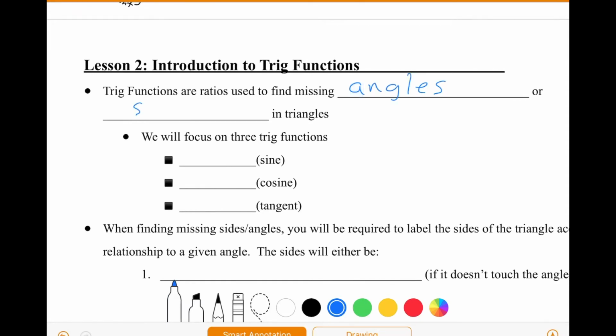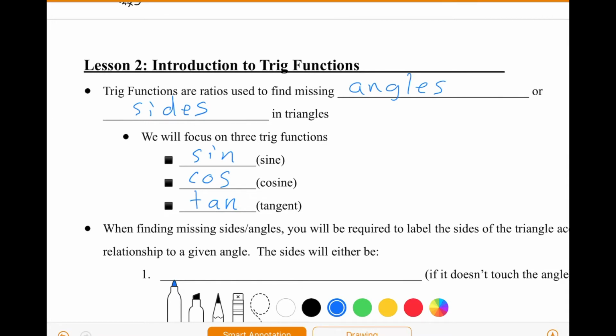or sides, and triangles. We are going to focus on sine, cosine, and tangent when we're talking about our trig functions. There are other trig functions that we will hit eventually, but for now, those are the 3 we're going to focus on.